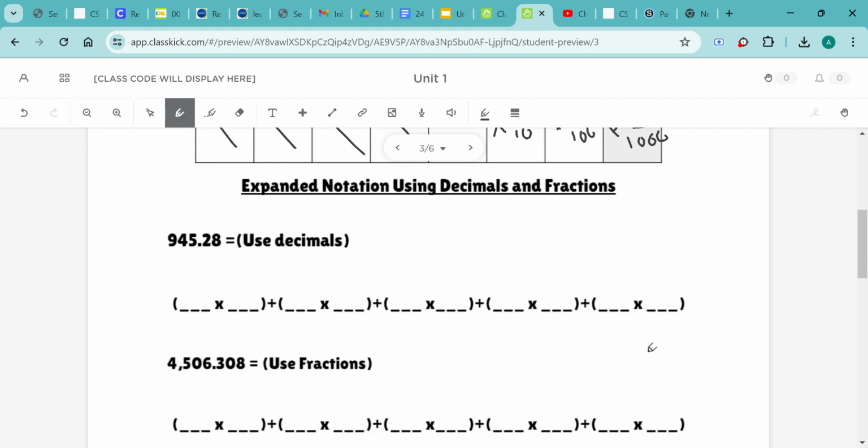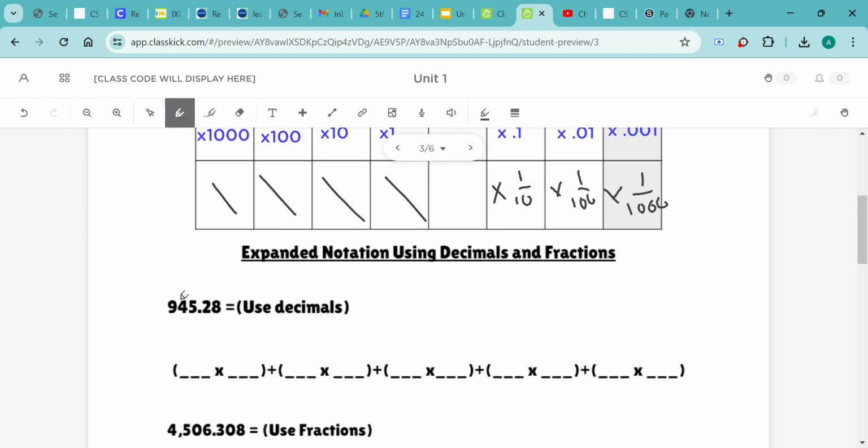So let's go ahead and practice. We're going to write our first number. I'm going to say it, and then we're going to practice writing it. We're going to use decimals for this number. We have 945, and remember when we see that decimal, we say and. How do I say the number behind the decimal? I just say the number I see behind the decimal, 28, and then I say the last place value that the decimal goes to. Two digits behind the decimal is the hundredths. So 28 hundredths.